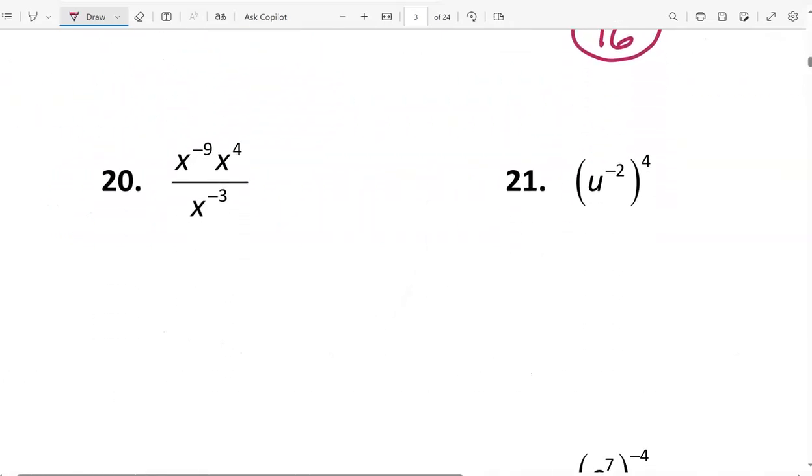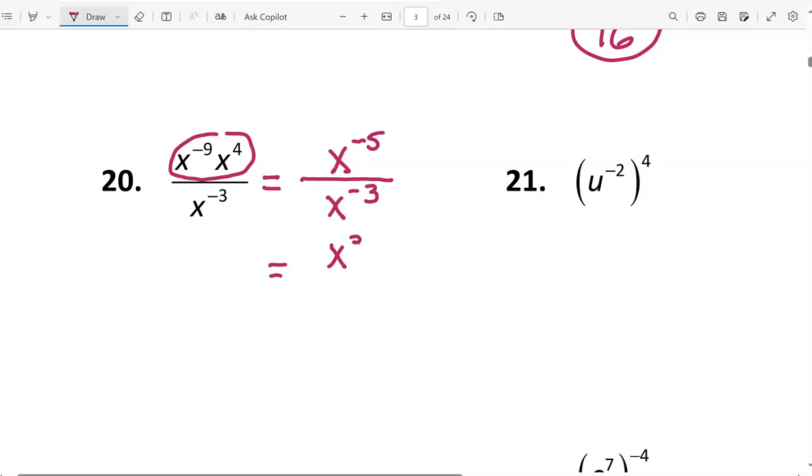And in number 20, we have a bunch of powers of x. The multiplication in the numerator, we can add those exponents together. Negative 5 plus 4 is negative 5. And then let's bring over the denominator. And if you wish, you can switch the location of each of those factors.